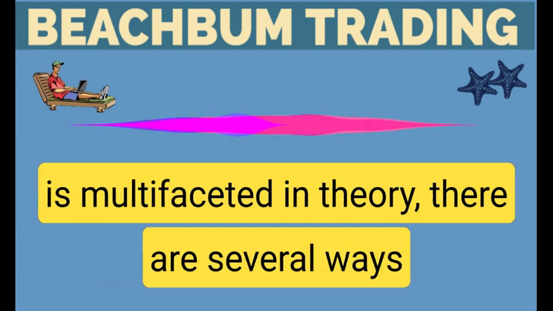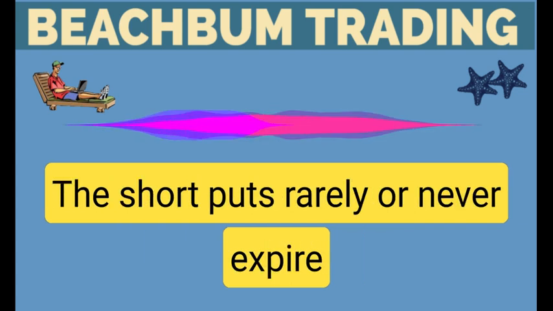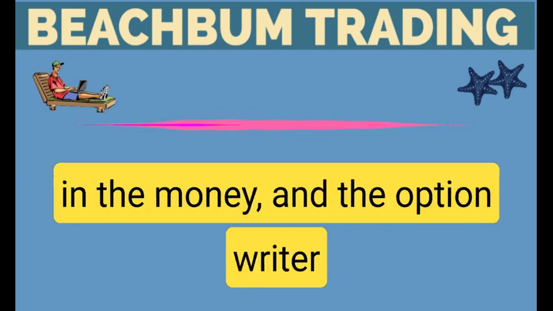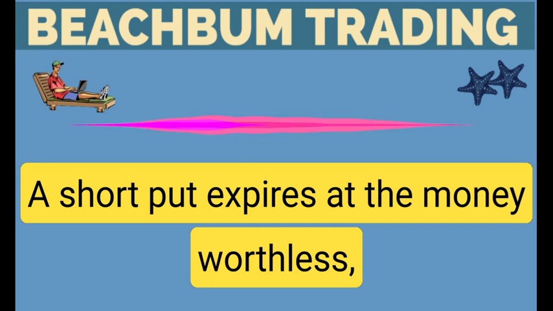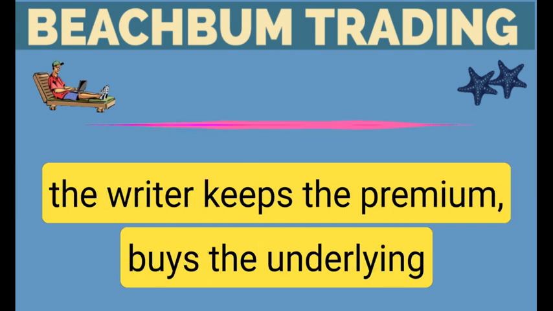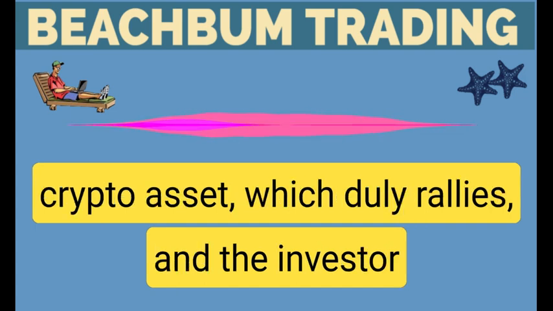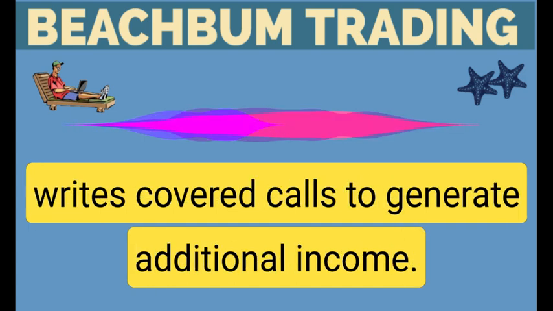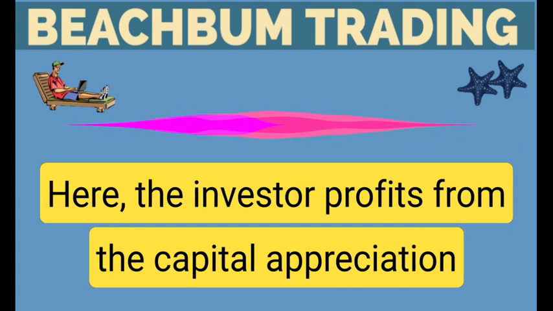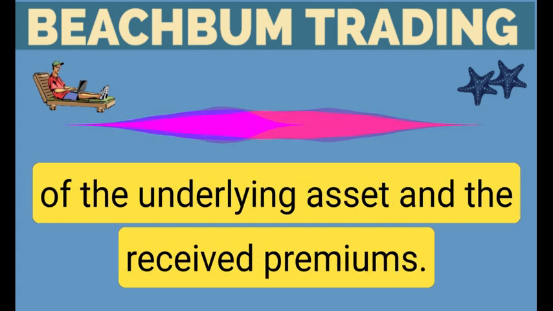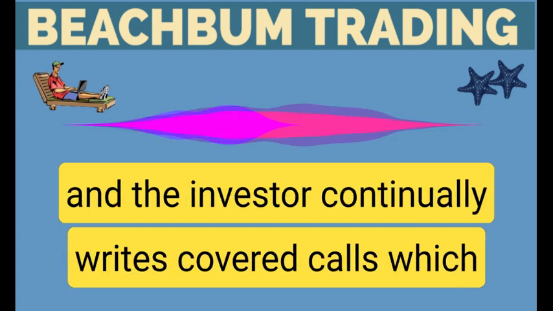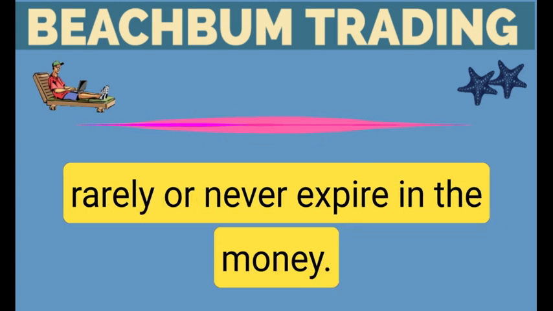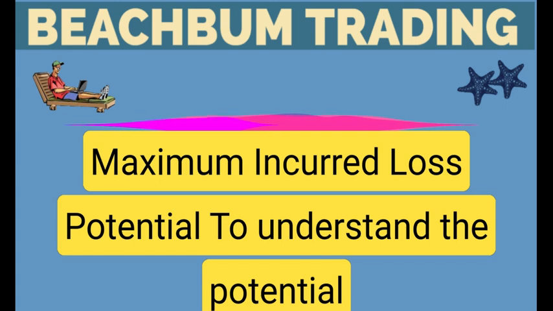Maximum take profit potential. Because the wheel strategy is multifaceted, in theory, there are several ways for it to play out at maximum profitability. The short puts rarely, or never expire in the money, and the option writer generates a steady and reliable income. A short put expires at the money, worthless. The writer keeps the premium, buys the underlying crypto asset which duly rallies, and the investor writes covered calls to generate additional income. Here, the investor profits from the capital appreciation of the underlying asset and the received premiums. Once holding the underlying asset, it trends higher and the investor continually writes covered calls which rarely, or never expire in the money.